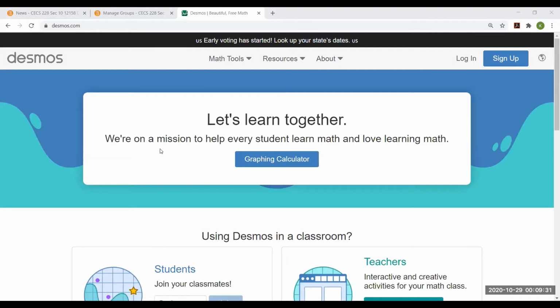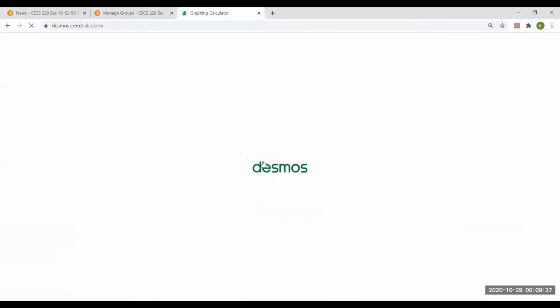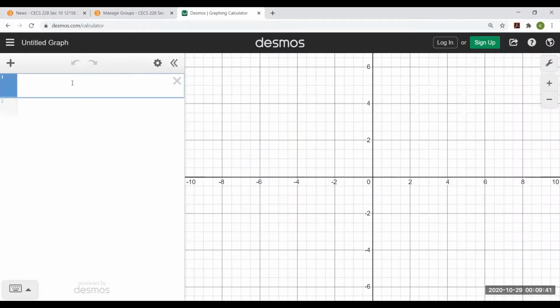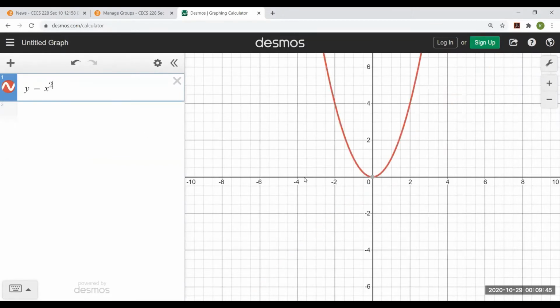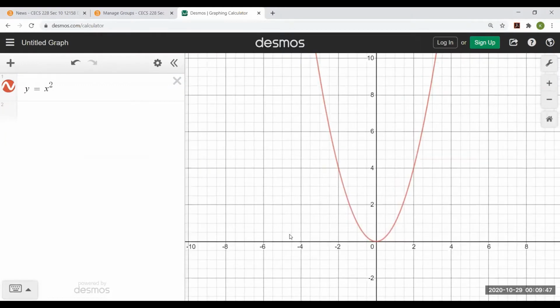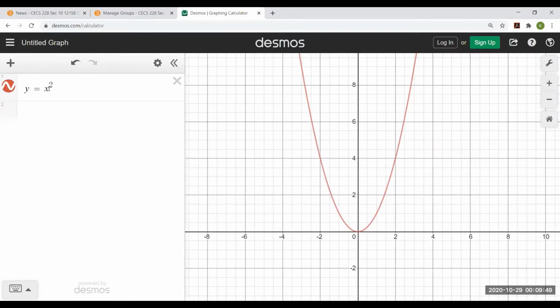Okay, so back to Desmos. Desmos is an online graphing calculator. It's very easy to use. It looks like what you guys are seeing now on the screen. I'm going to graph y equals x squared, which is a parabola with a vertex at 0, 0. You can also plot and label points. So in this case, I'm going to plot the origin.